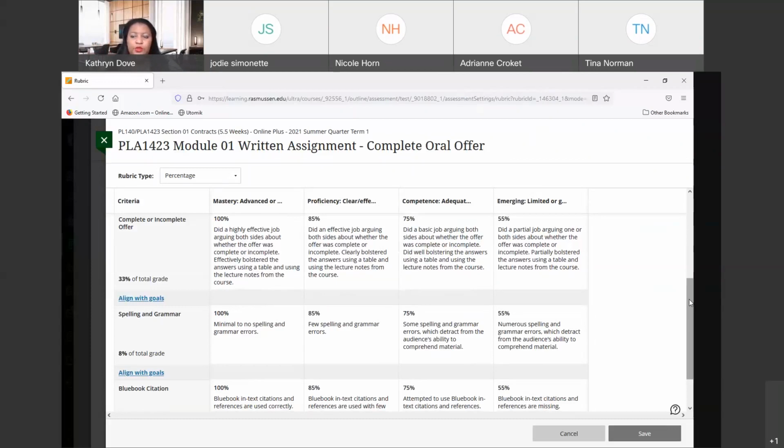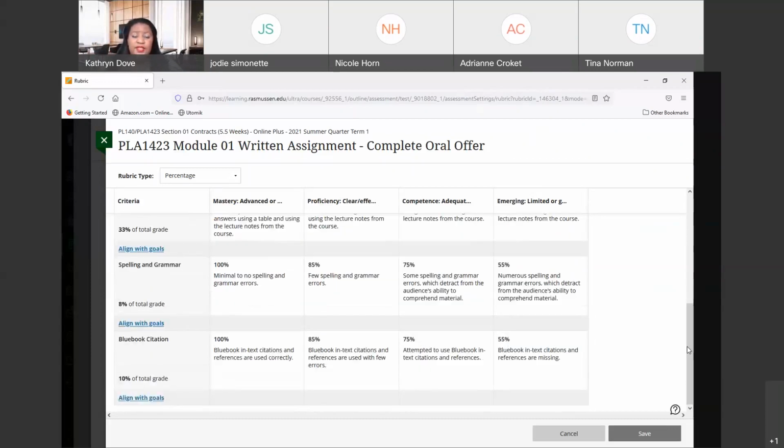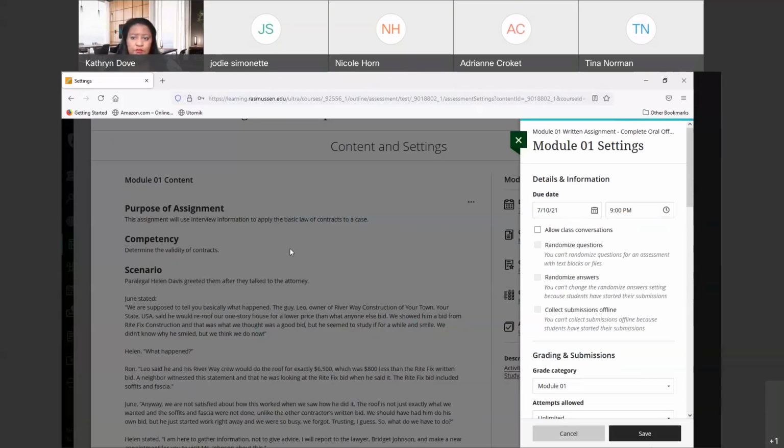Again, Bluebook citations. Is everyone familiar with Bluebook citations? Bluebook citations are how you will cite to your cases. Here's the Bluebook. Everyone's familiar with the Bluebook. And at Rasmussen, we use the Indigo citation. I'm going to pull that up really quick before we wrap up this live session.